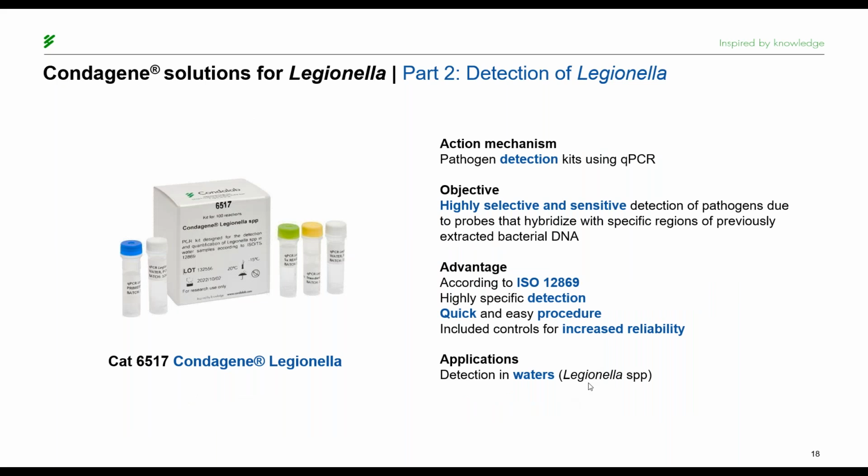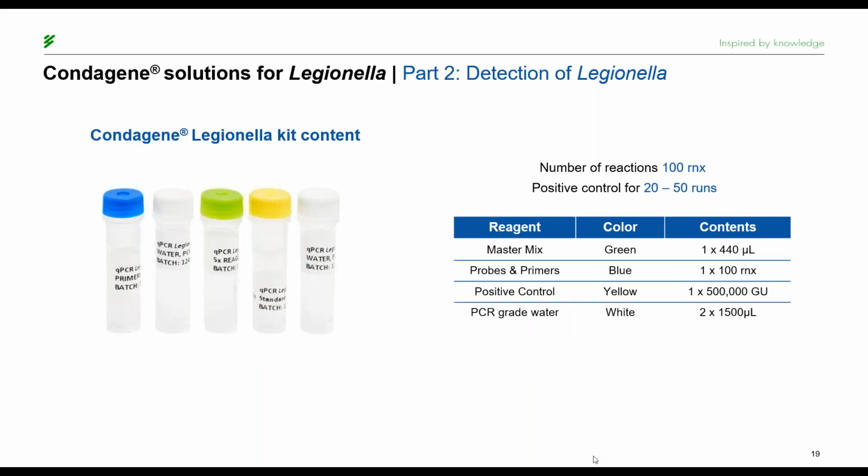The Condagene Legionella kit is indicated for the detection of Legionella in water samples by qPCR according to ISO 12869. As we have seen previously, it is a highly sensitive and selective product thanks to the use of probes that are specific for Legionella through a simple protocol and easy to handle. This kit consists of 4 different reagents, and in general, like all Condagene kits, the color classification of the reagents is the same to facilitate its use and for the user to be familiar with.